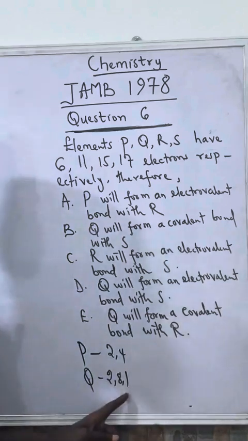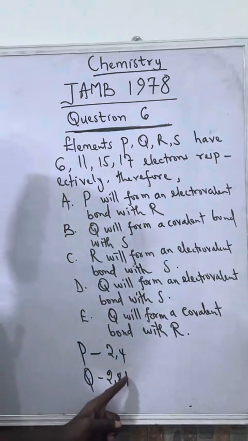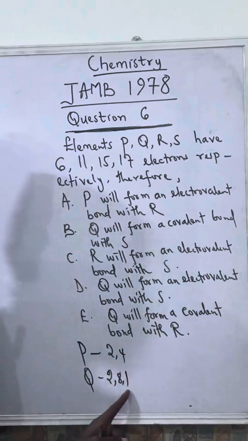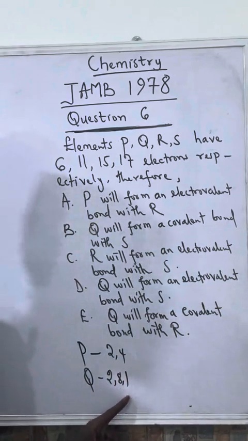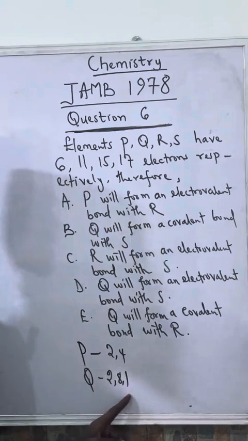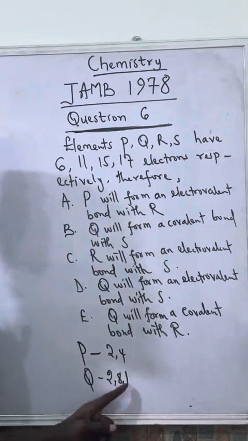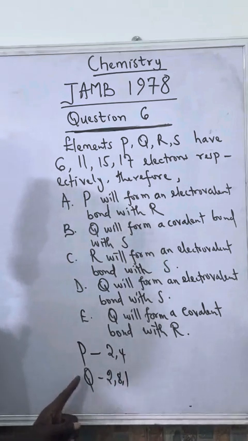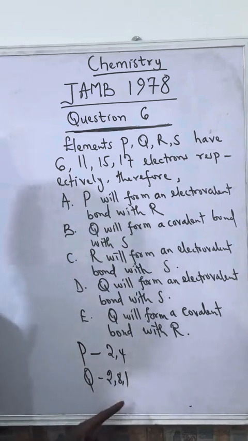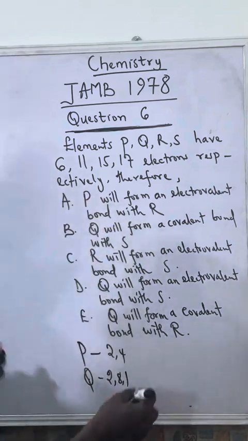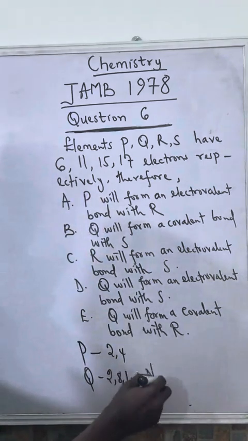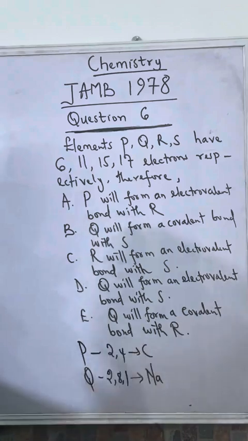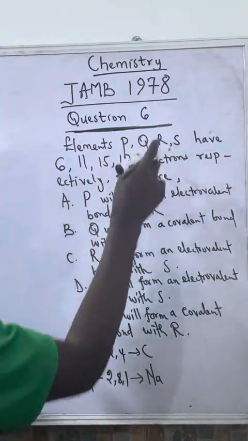So this belongs to group 1. This is a group 1 element, because the last digit in the electronic configuration always indicates the group that the element belongs to. So this 1 that we have here means that this element Q belongs to group 1. And if you look at this 11, that's even the atomic number of sodium. So this is sodium. So this is carbon. Let's go for the third one, R.